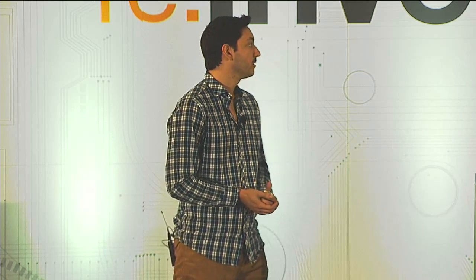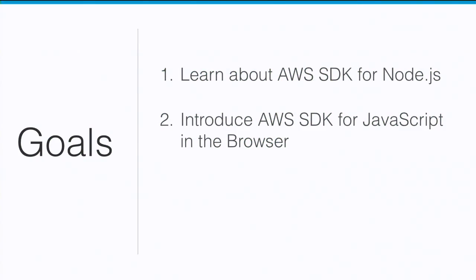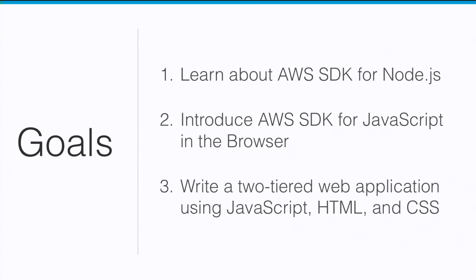I have a couple goals in this talk. The first one is to introduce the AWS SDK for Node.js. After we learn about the fundamentals of how the SDK works, I'll talk about the SDK for JavaScript in the browser and some of the differences between the two. And finally, we'll see how you can actually write a two-tiered web application using nothing but JavaScript, HTML, and CSS with the new SDK.